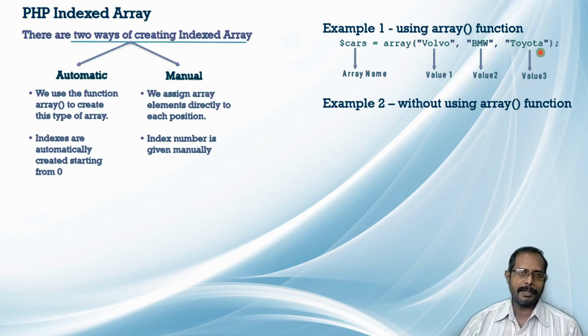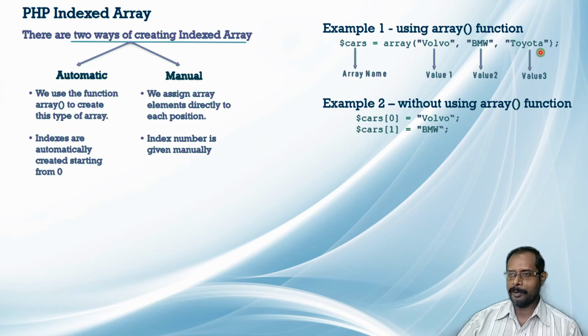If you are not using the array function, you have to use separate lines to assign the values to the array, like what you are seeing on the screen. What I am doing is manually assigning $cars[0] is equal to Volvo. This will assign only one value. If we want to assign multiple values, we have to use multiple lines.